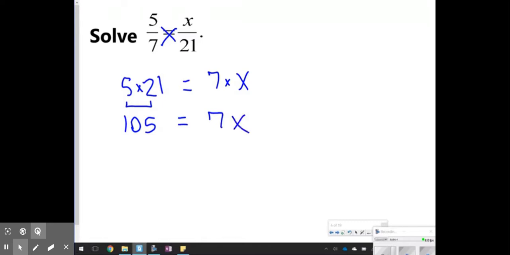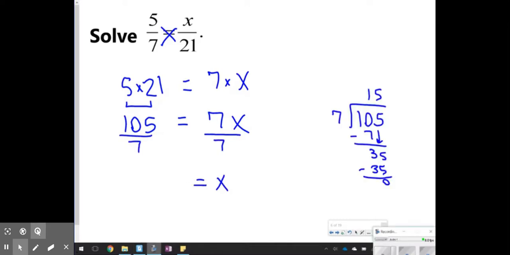My next step would be divide to isolate the variable. So I'm going to divide both sides by 7, so that x is equal to whatever 105 divided by 7 is. When I divide 105 by 7, I get 15, so x is equal to 15.